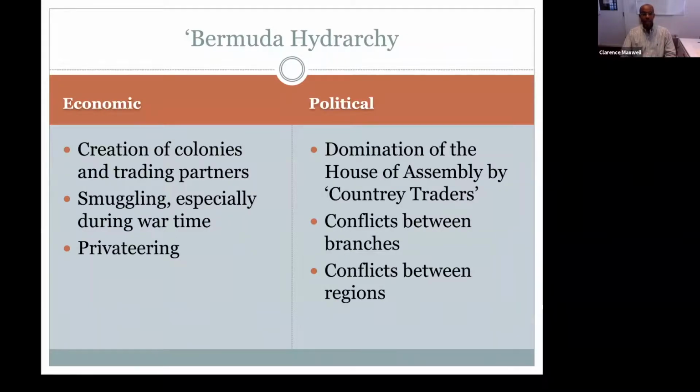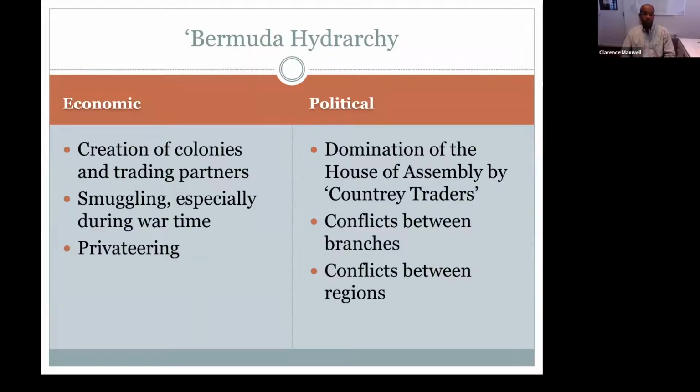And this is, if you like, the summary of the establishment of this maritime state: a creation of colonies and maritime partners, smuggling, and of course, privateering. But the politics of it is most important, because what you end up having is most of the power in Bermuda shifted toward the West End, not in St. George's. St. George's, of course, is just one parish, but it could be dominated just by the sheer numbers of assemblymen that came from what they called the country, and in this case, country traders. And these men, in many ways, were able to construct a hydrarchy that benefited their interest.